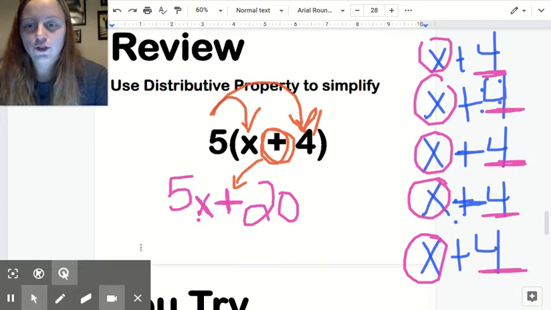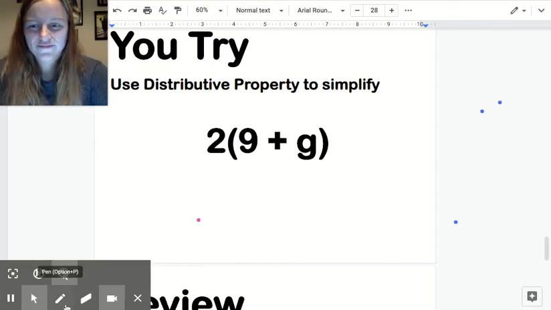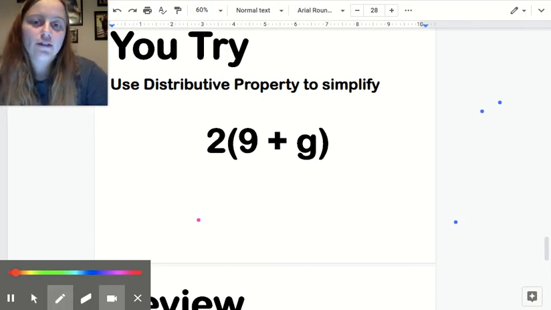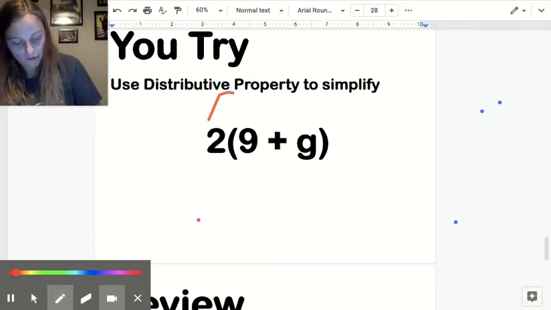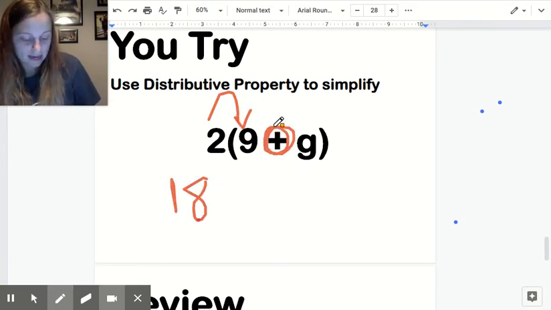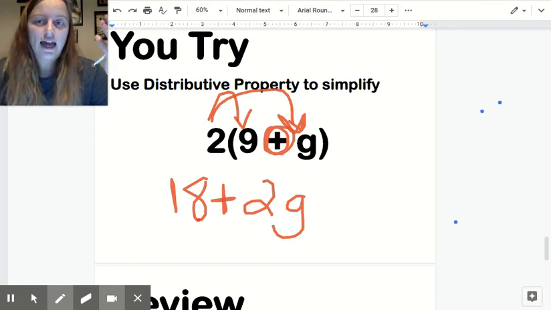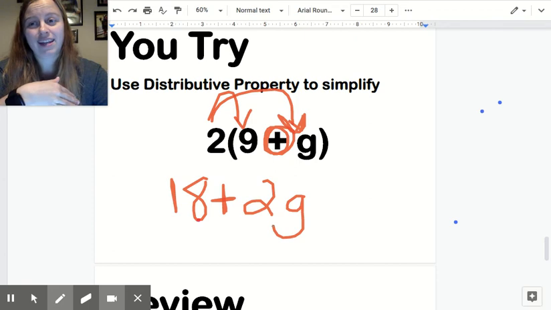Let's go ahead and you try a distributive property example. We'll pause the video while you work. Okay, so this is saying I have 2 groups of 9 plus g. I have 2 9s, which is really 18, plus I have 2 g's, which is really just 2g. I can't combine anymore because 18 is a constant. It doesn't have any letters attached. And 2g has a g attached. G and nothing cannot combine together.